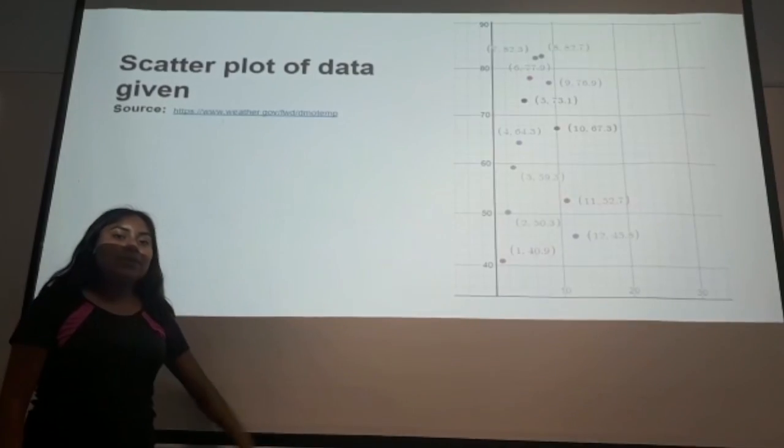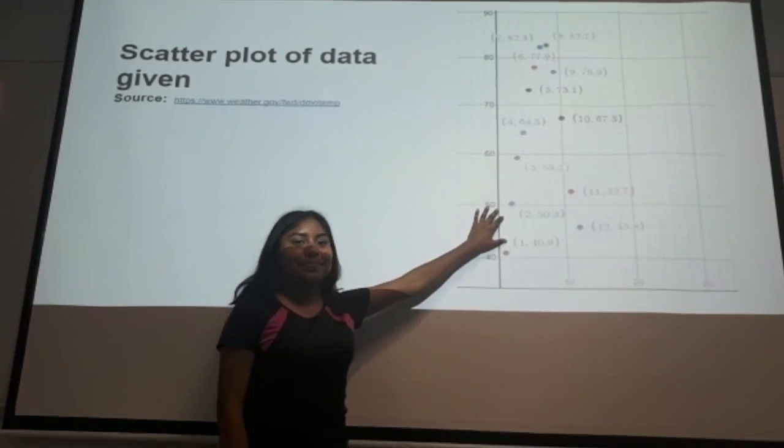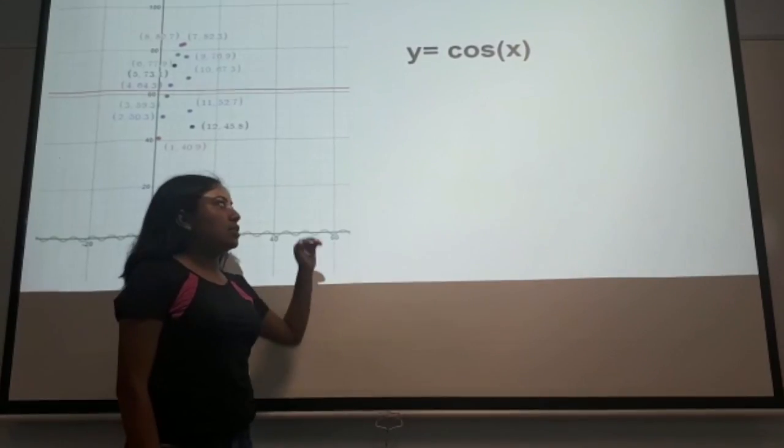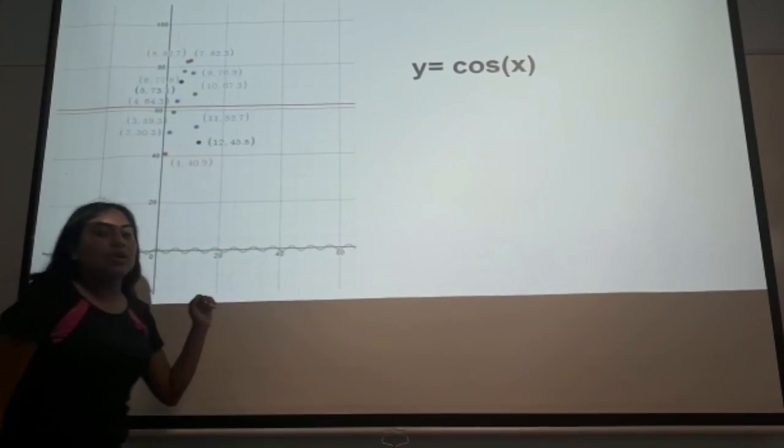The first step is to make a scatter plot of this data as shown in the image. We identify it as a cosine function, as the coordinates' behavior is similar to a cosine function.